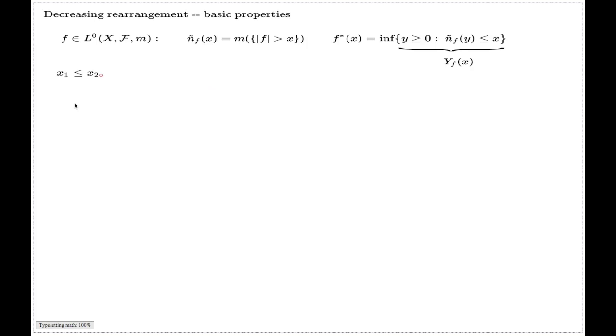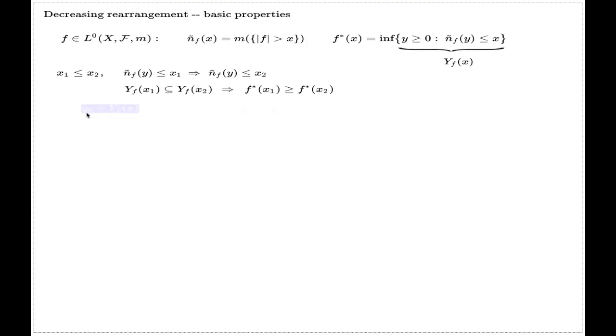First, if I have a couple of points x1 and x2 where one of them is less or equal than the other, then obviously the inequality like this implies inequality like this. And that means that the subset Y sub f associated with the point x1 is embedded into the subset Y sub f associated with the point x2, and therefore the infimum over this subset will be lower than the infimum over that subset, because it's a larger subset. So we have the decreasing rearrangement for the point x1 bigger or equal than for the point x2. So my function f star is indeed non-increasing, or loosely speaking, decreasing.